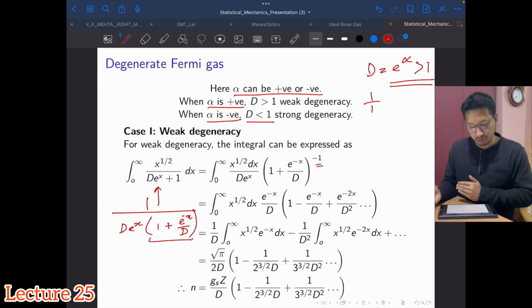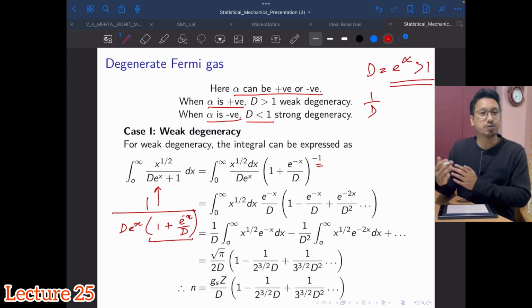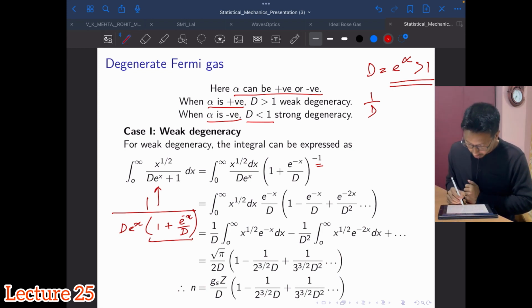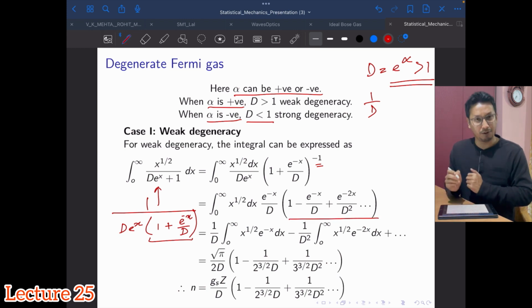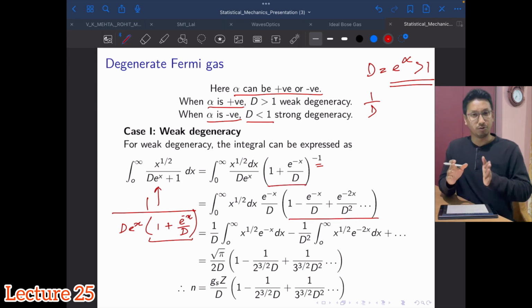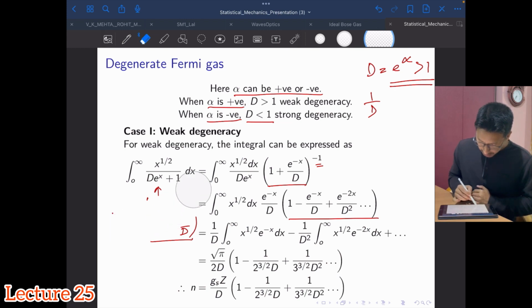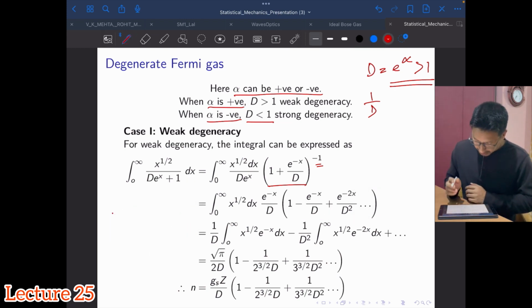Then what you have to do, since d is greater than 1, 1 by d will be less than 1, so you can use binomial expansion to carry this out. If you expand this binomial, this expression within the bracket, you will get this. Then you follow the usual mathematical steps.